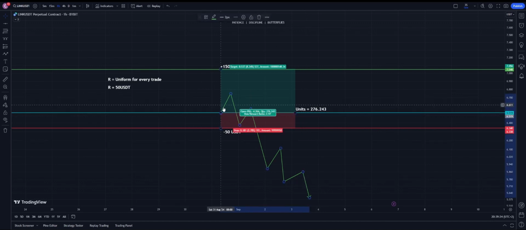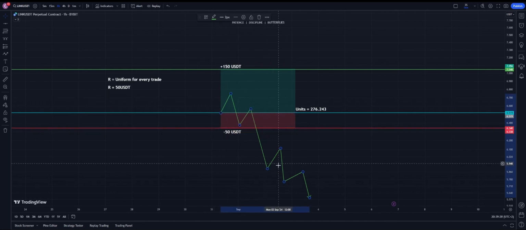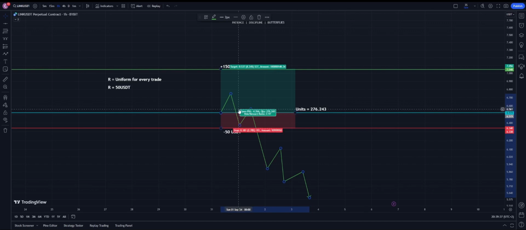So really important, always have your stop loss. Don't create the habit of keeping your trade running down and thinking eventually it will come back into your favor. Never do that. It's bound to blow your account.